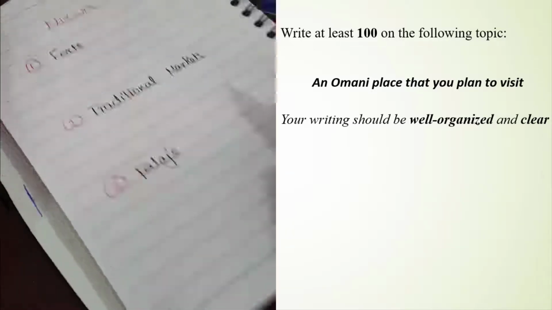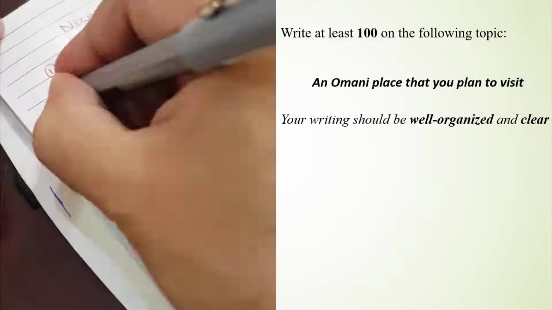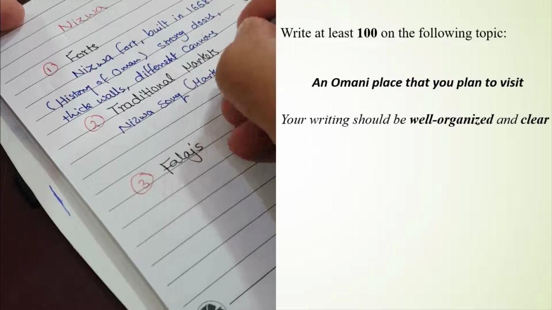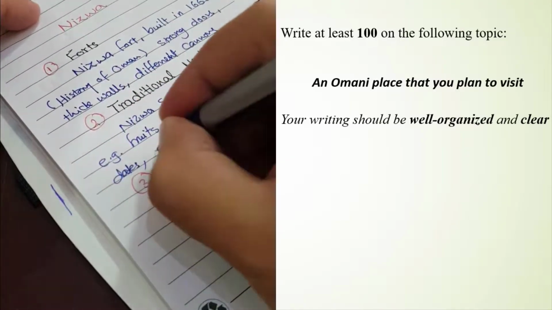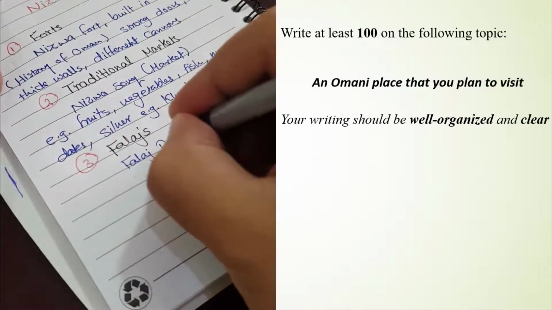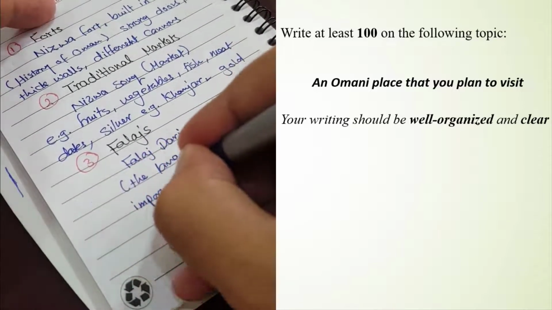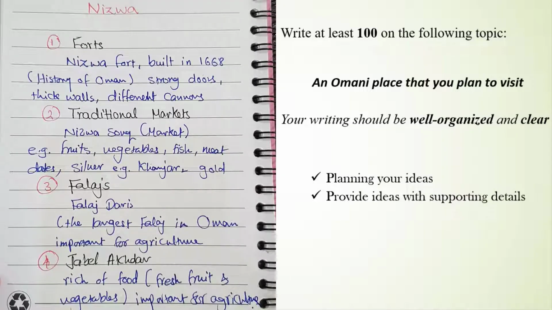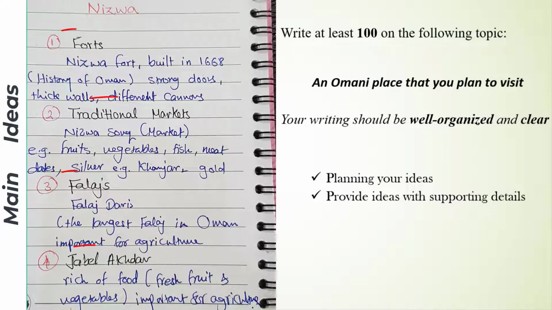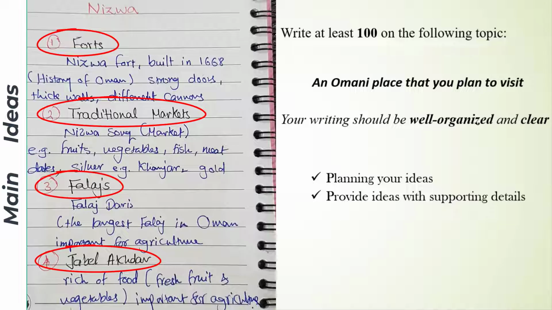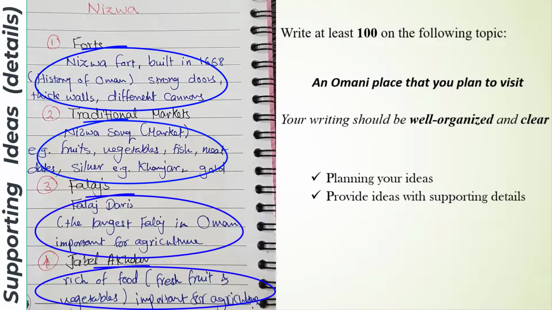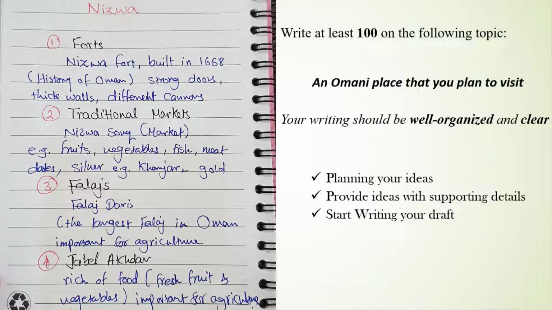So in this essay, we are going, for example, to talk about Nizwa. And I have brought this from different resources like model answers, and I have made some changes to it. So as you can see, we put different ideas before we write the essay. So we need to plan our ideas, then provide ideas with supporting details. We just write one main idea, and then we put different points under each idea. So we need to provide ideas with supporting details and then start writing our first draft.